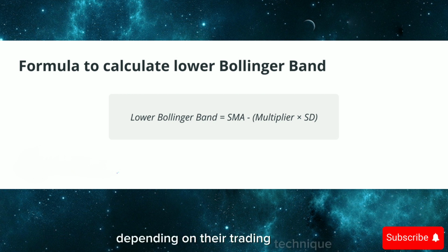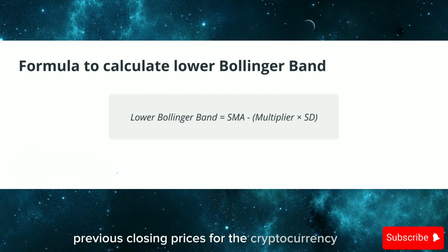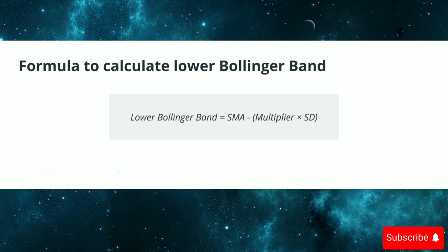Depending on their trading technique, traders choose a particular time frame for analysis, such as daily, hourly or another time frame. For the selected time frame, previous closing prices for the cryptocurrency under examination are gathered. Since it indicates the last traded price at the conclusion of each time period, the closing price is frequently employed. By adding up the closing prices for the chosen time period and dividing the total by the number of data points, the SMA is calculated.